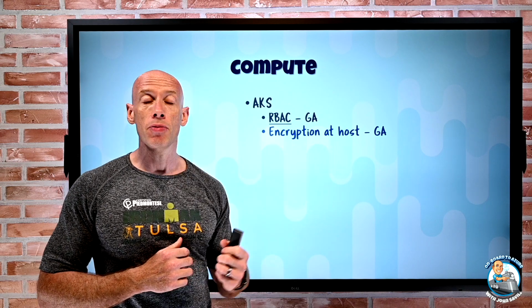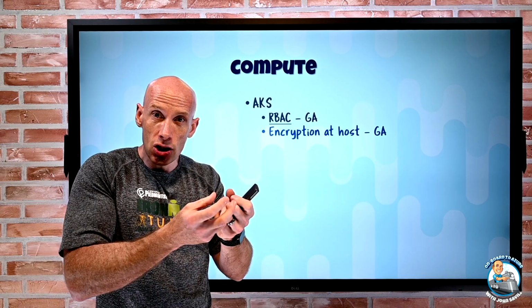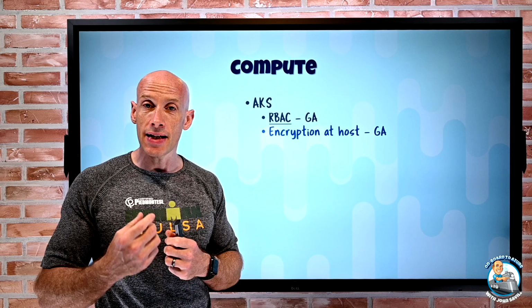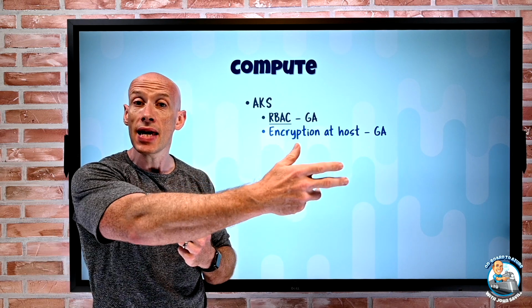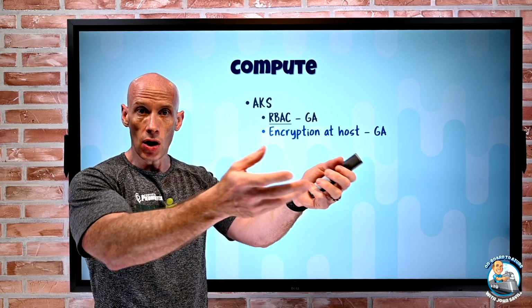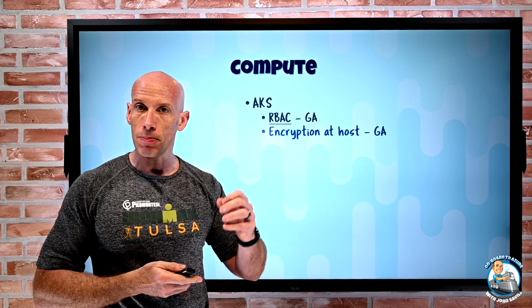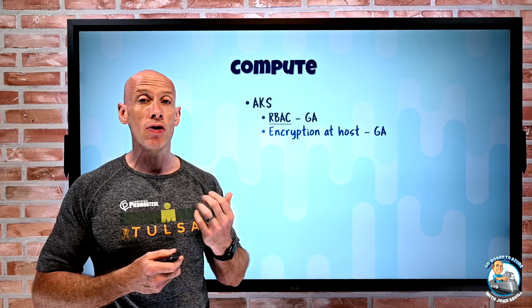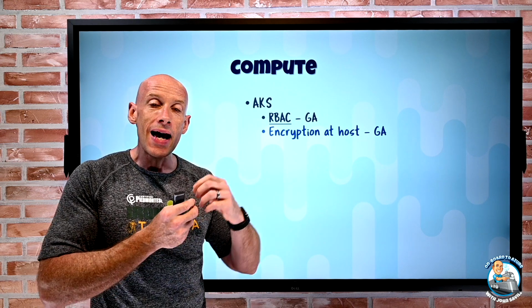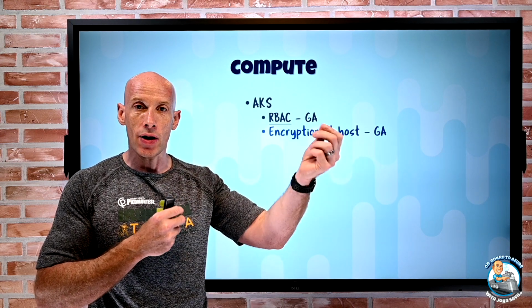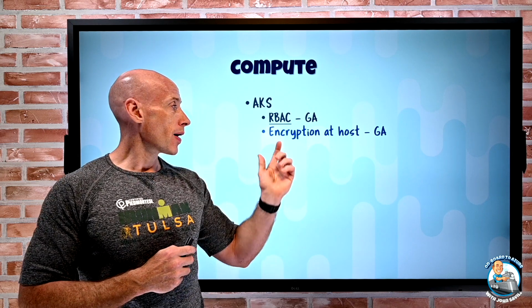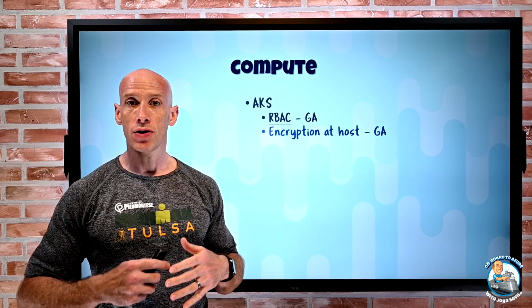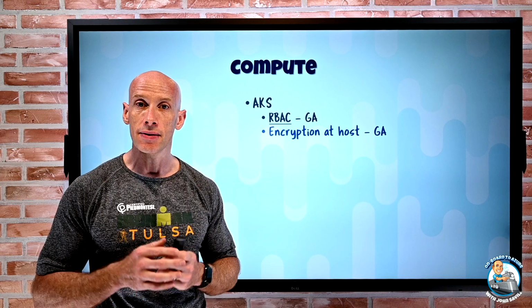When I turn on encryption at host, the cache of those disks is now encrypted using the same key as where it's kind of encrypted at rest, i.e. platform managed key or customer managed key. The temp disk is always encrypted with a platform managed key, and the data is securely transferred over the wire. So I can now enable that encryption at host for my Kubernetes clusters.